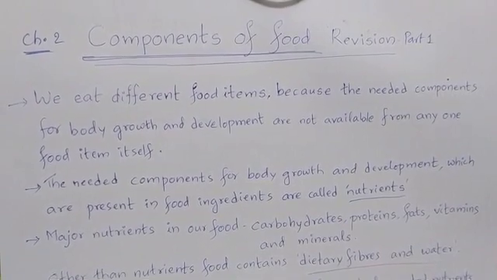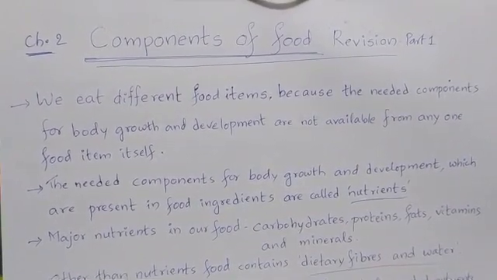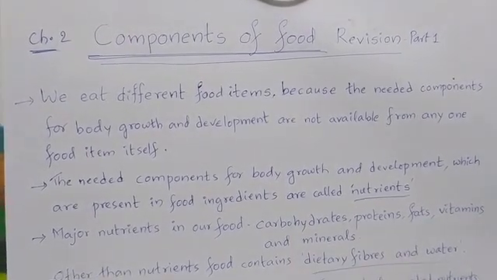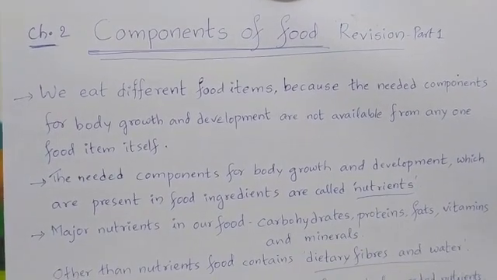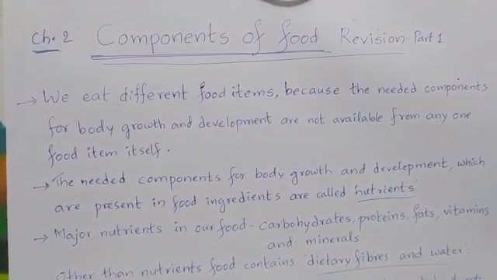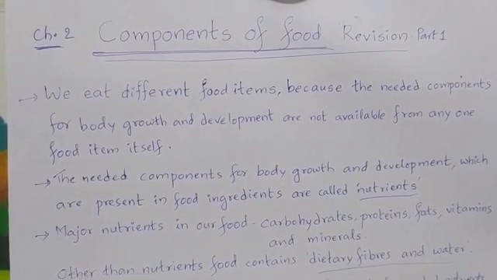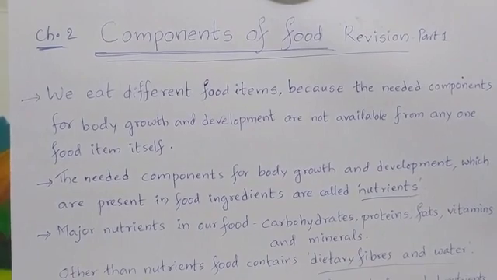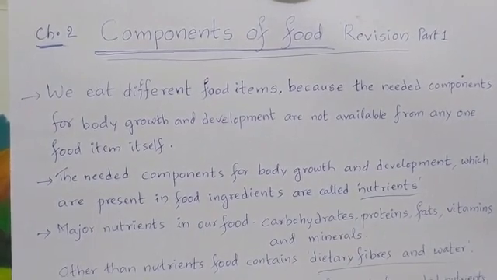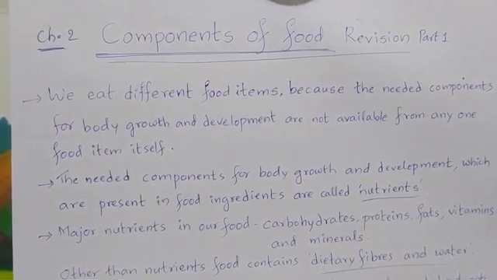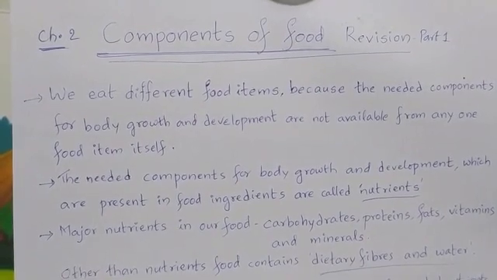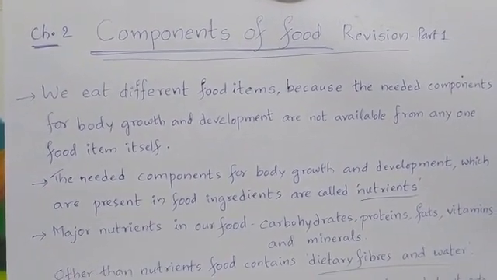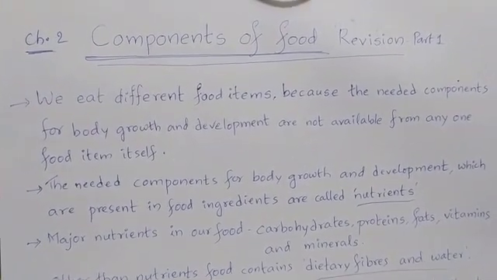As we have completed our entire science syllabus, we have started revision of the syllabus. We have completed first chapter revision in the last class. So let us move to second chapter, components of food. As the last chapter is a little small chapter, we have completed it in a single class itself.